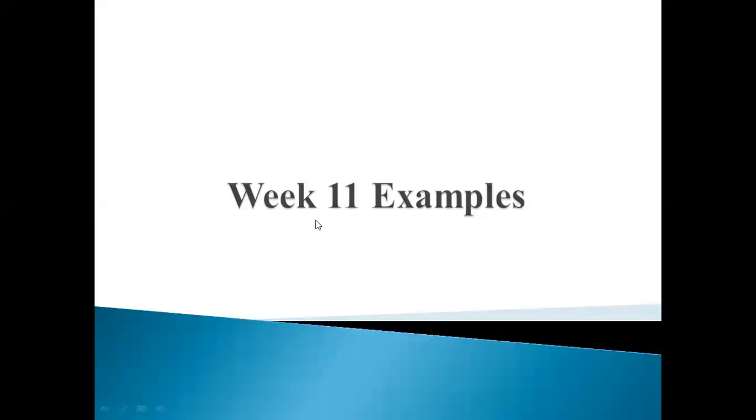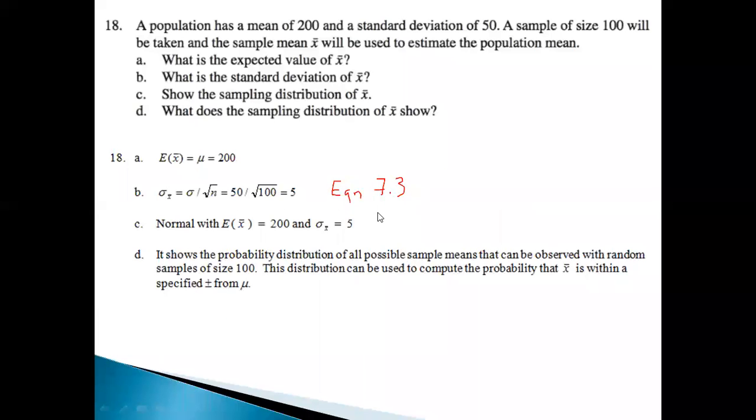All right, let's look at some examples. If we have a population that has a mean of 200 and a standard deviation of 50, a sample size of 100 will be taken and the sample mean x bar will be used to estimate the population mean. What is the expected value of x bar? What is the standard deviation of x bar? Show the sampling distribution of x bar. And what does the sampling distribution of x bar show?